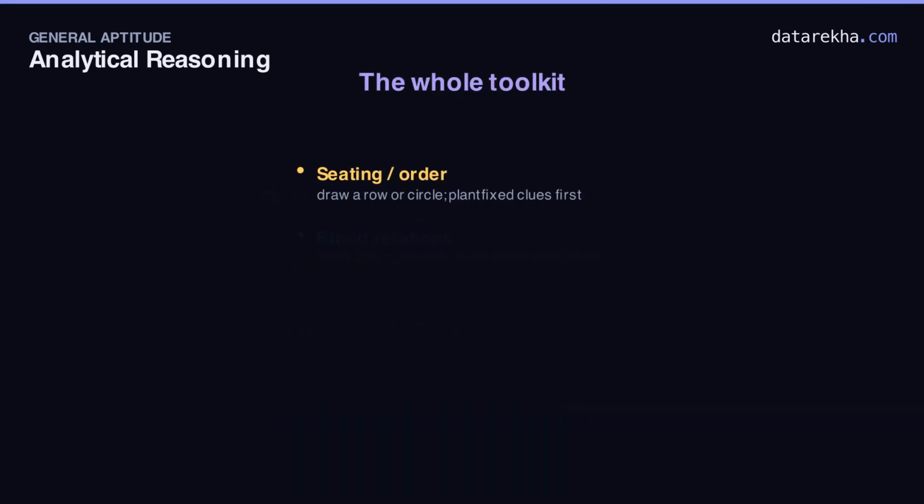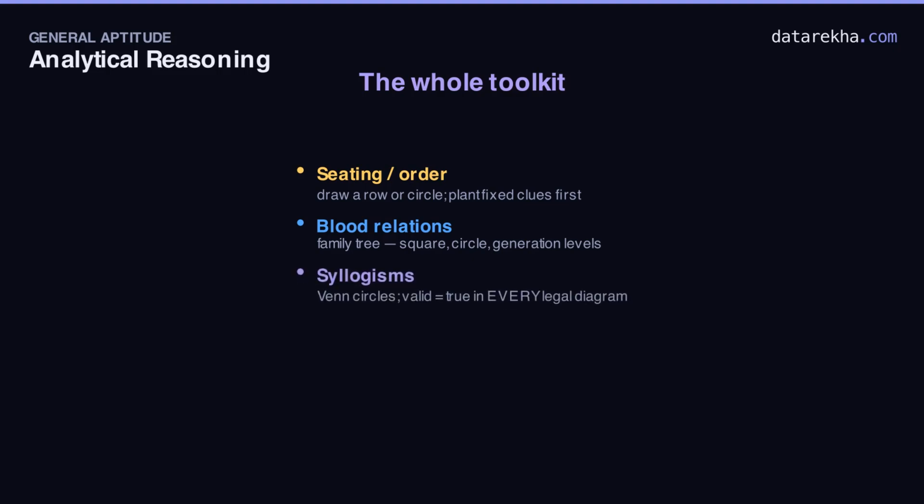Let's gather the toolkit. Seating and ordering. Draw the row or circle. Plant the fixed clues first. Blood relations. A family tree of squares and circles. Walking from the reference person. Syllogisms. Turn each statement into Venn circles and accept a conclusion only if it holds in every legal diagram. Series. Ignore the terms, study the gaps, and check the rule on every one before extending.